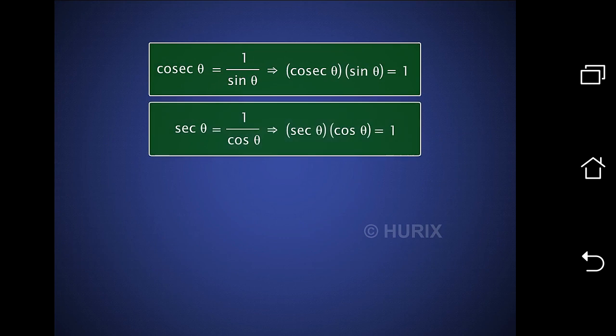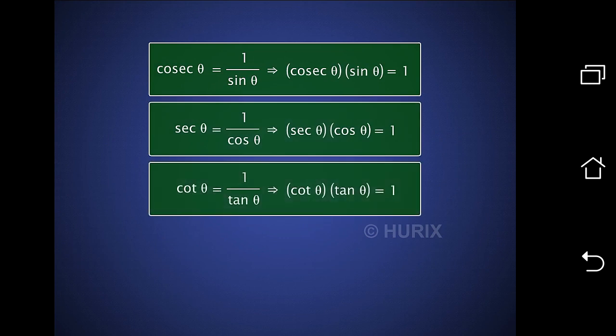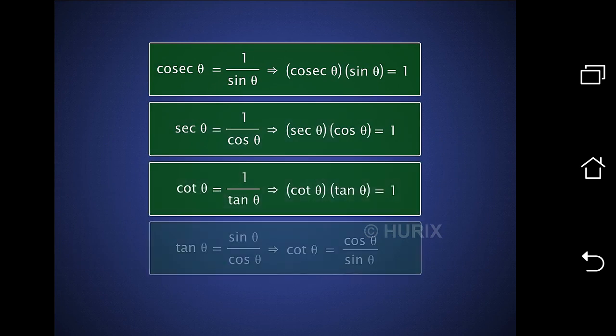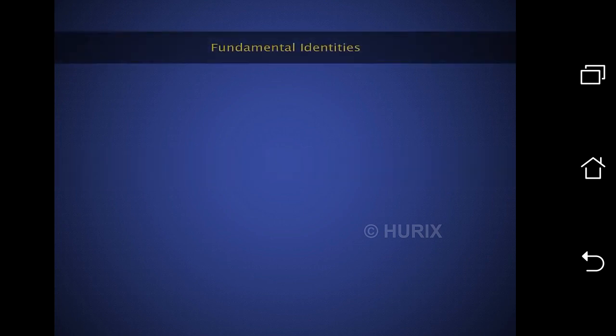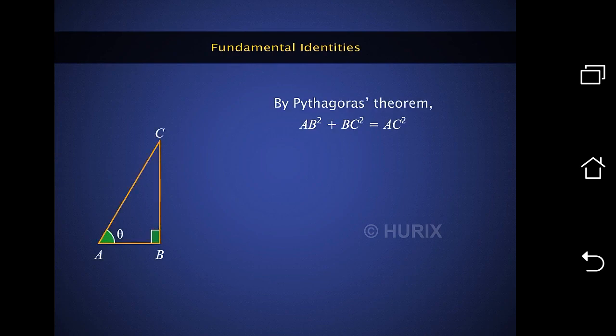All these are identities, as they are satisfied for any value of angle theta, for which the involved trigonometric functions are defined. In trigonometry, there are some more identities called fundamental identities. The fundamental identities in trigonometry are derived by using Pythagoras' theorem.